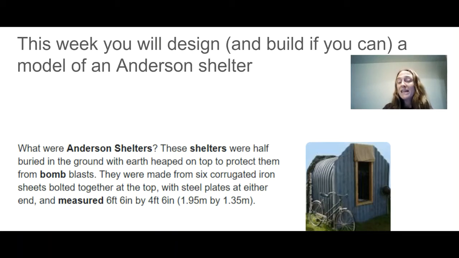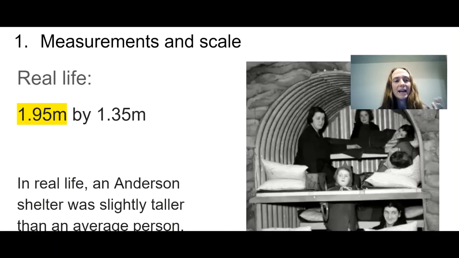Scale means that the proportions stay the same. So if you're making something smaller, it gets smaller by the same amount in the height, the width, and the length. So there are slides that you need to go through about scale. You can see here that a real life Anderson shelter was just slightly taller than the average height of a person, 6'6", 1.95 meters. You can see the picture of the people in there.